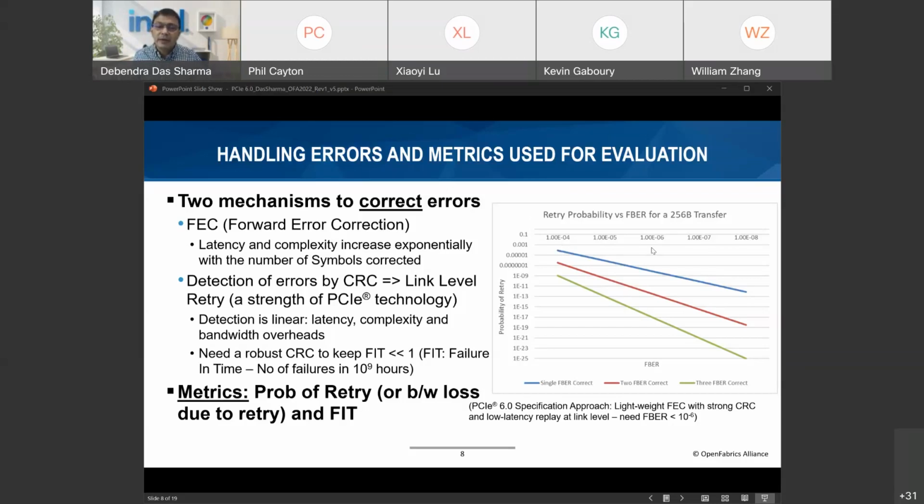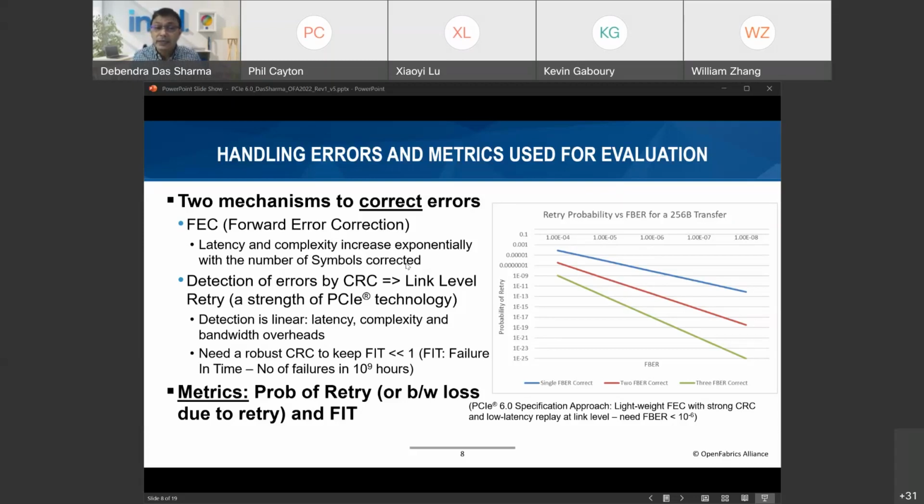You will see that if I target a number like 10 to the power minus 6, I can get away with a single symbol correct. That's important because I don't get into the exponential part of the forward error correction. It becomes a linear problem. My error correction latency remains substantially low. We can do this in definitely less than 2 nanoseconds, in a nanosecond kind of thing, and that basically is what is needed for us.